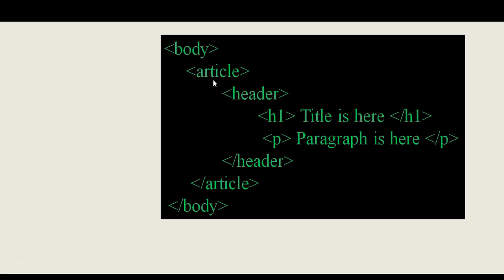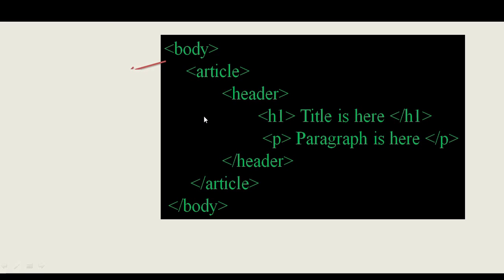Okay, that means if you make changes over the properties of the article, they will be acquired only by the header and the h1 tags here, and if you give the properties to the header element, it will give the properties to the h1 and the p element. Okay, this is the general mechanism of inheritance.